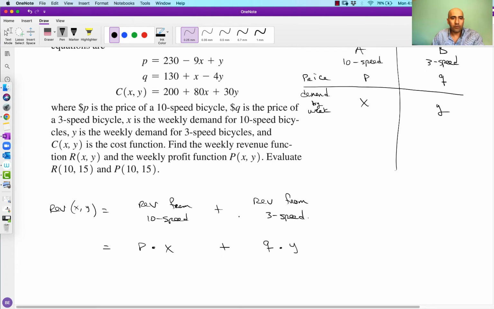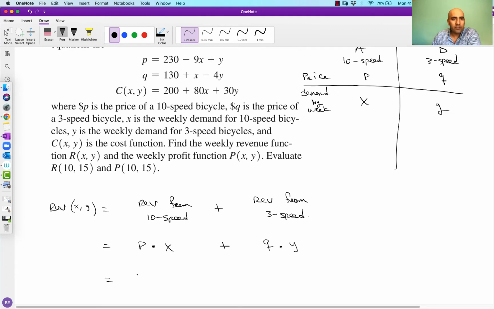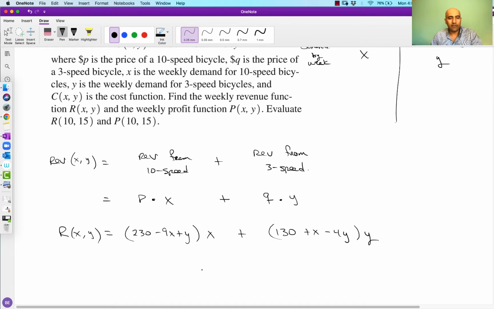So then we take this statement here, and we say that the P was 230 minus 9x plus y, and we multiply that by x, plus the Q, which is 130 plus x minus 4y, and we multiply that by y. So here is our revenue in terms of x comma y. We've technically finished. This is the right answer, but we do need to simplify it.